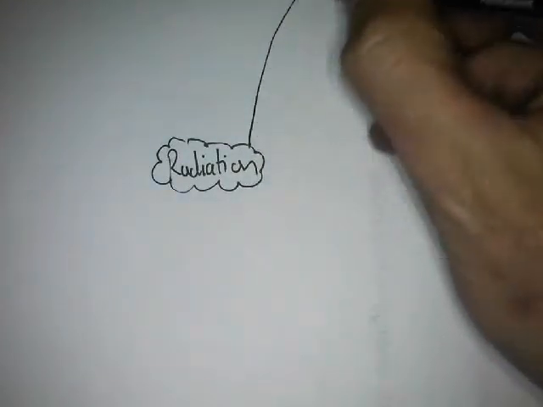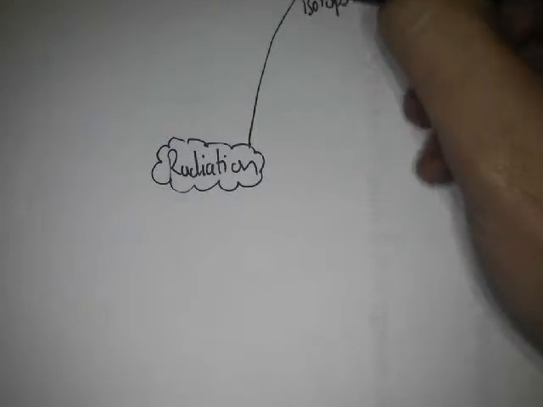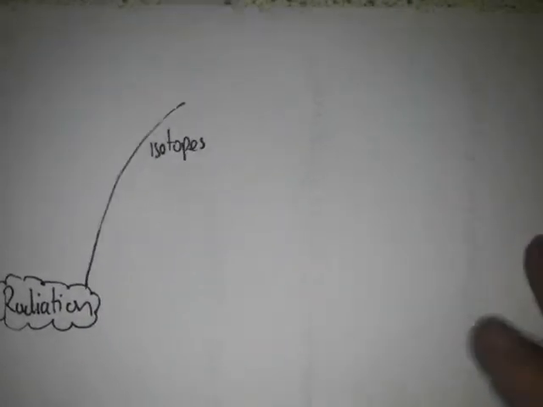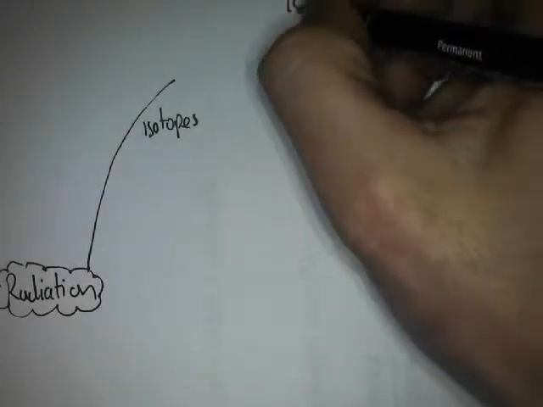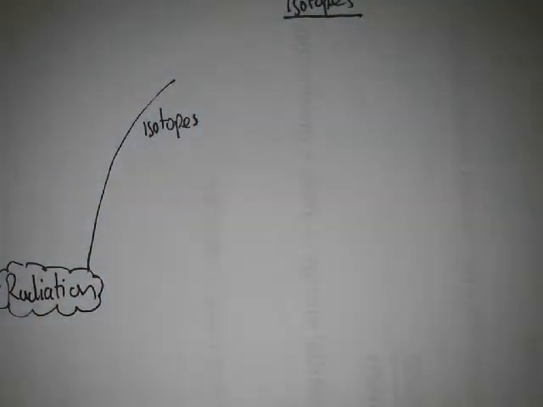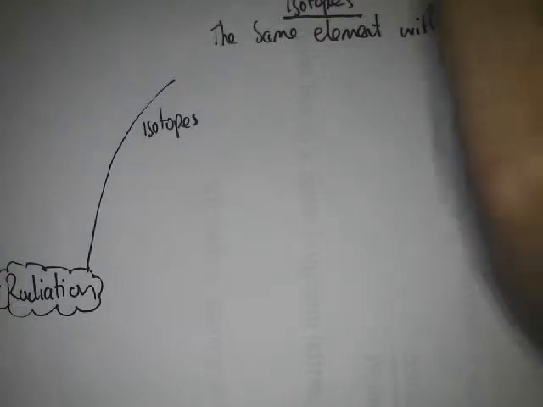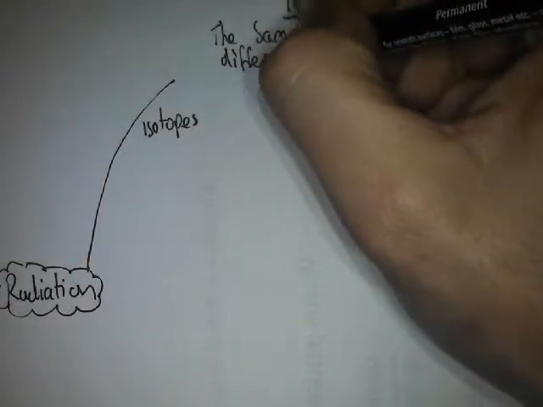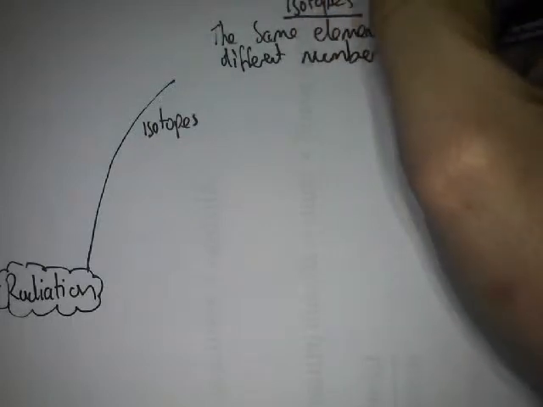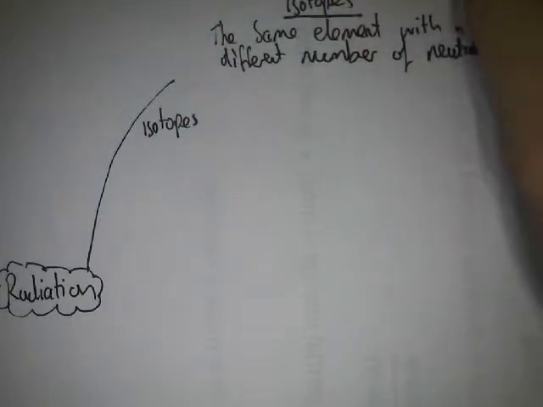So radiation, first thing, and this is an overlap with chemistry really, is isotopes. And basically, the definition of an isotope, and I'll explain what this means after, is the same element with a different number of neutrons. So it's an element that's the same, so lithium, it's got a different number of neutrons.